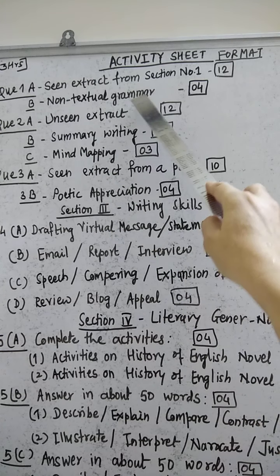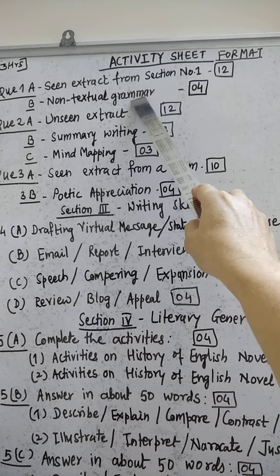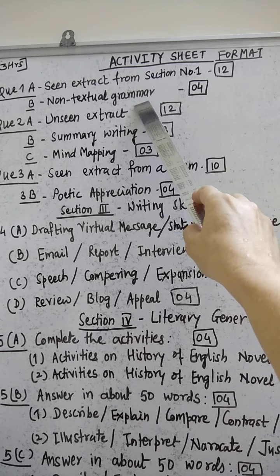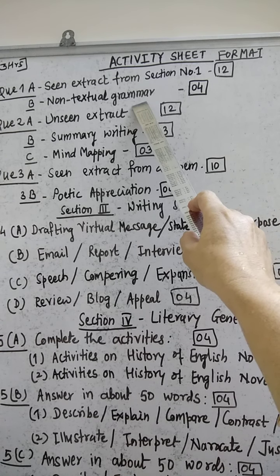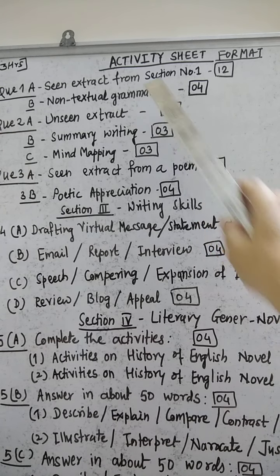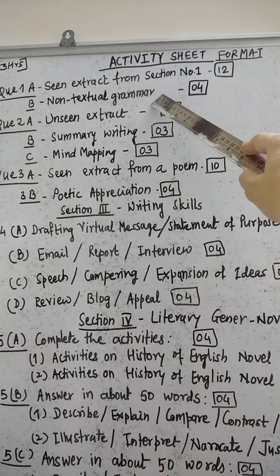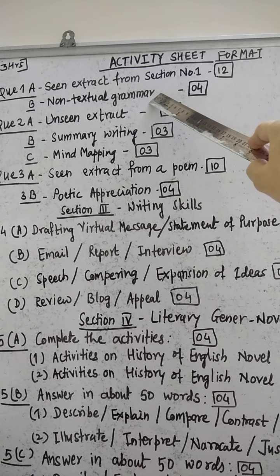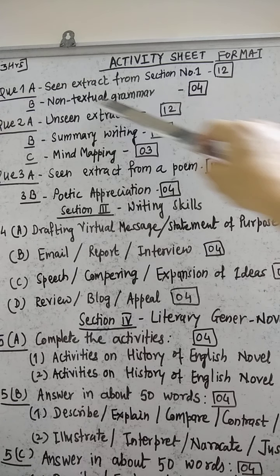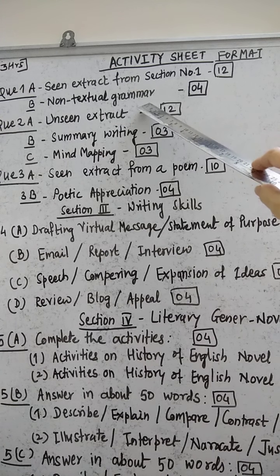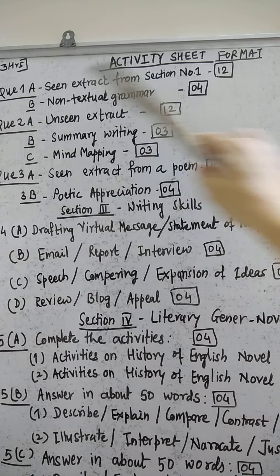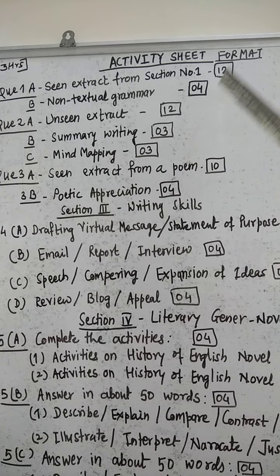Now let us try to understand what is under question 1B. Question 1B is based on non-textual grammar. So it is a question based on grammar transformation where the sentences will not be from the text, but definitely all those ideas are discussed in the text. As and when we study the text and the lessons, we will note down all these points. So this is how question 1 has a total weightage of 16 marks.